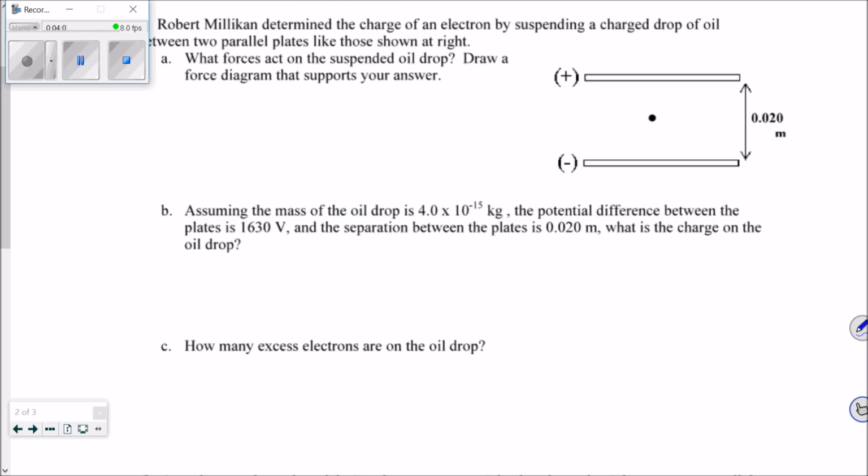Next, we have question number 4. This references the experiment performed by Robert Millikan years ago to determine what the charge of a single electron or proton is.